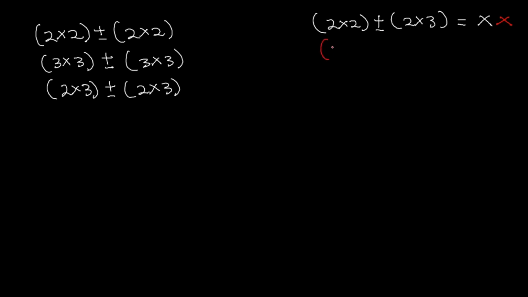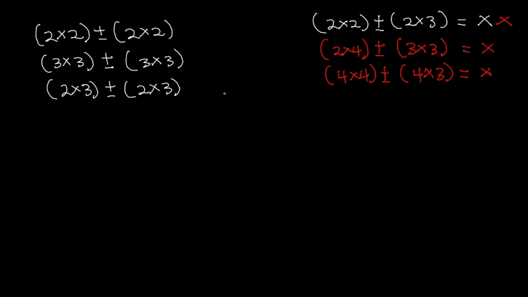The same way we cannot add a 2 by 4 matrix to, let's say, a 3 by 3 matrix, or a 4 by 4 matrix. We cannot add or subtract a 4 by 4 matrix to a 4 by 3 matrix. This cannot happen. So we can only add matrices that are of the same order.